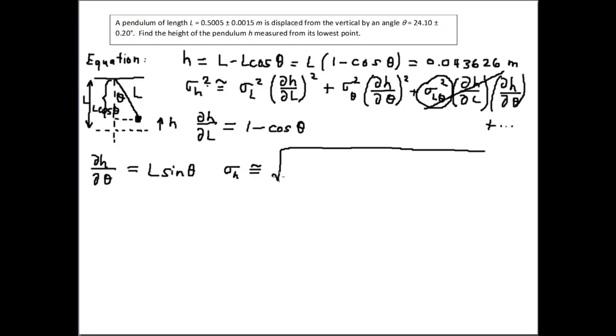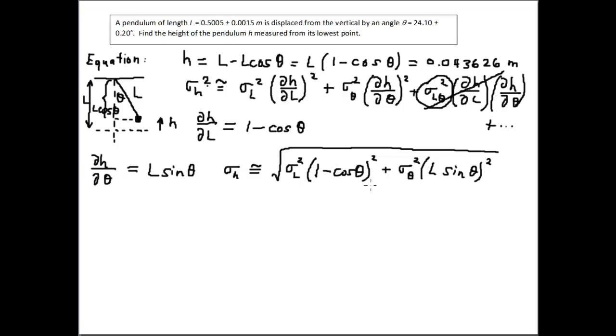So then the first term, of course, is sigma L squared. And now I'll go ahead and plug in the partial of h with respect to L. So it's 1 minus cos theta quantity squared plus the error in theta squared times the quantity L sine theta squared. And I have just enough room for that under the square root. All those terms are under the square root.